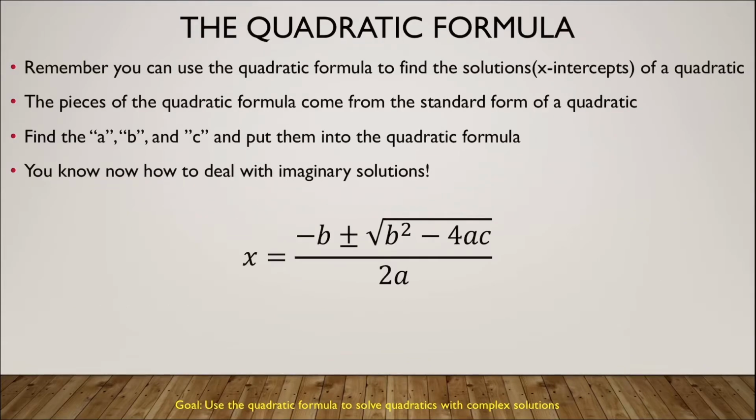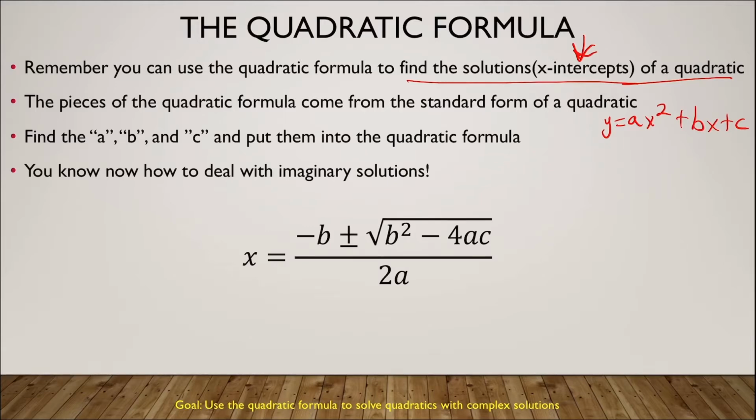Okay, in the last unit we learned about the quadratic formula, and we learned that the quadratic formula can find solutions of a quadratic, which are the x-intercepts. The pieces of the quadratic formula come from the standard form of a quadratic, which is y equals ax squared plus bx plus c. That's where we get our a, b, and c from. So we find the a, b, and c and put them into the quadratic formula.